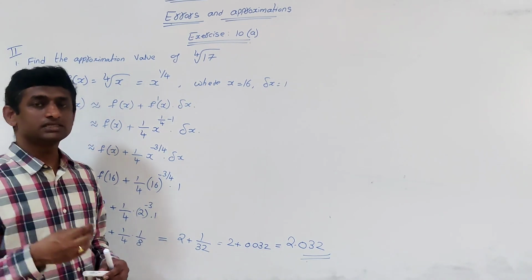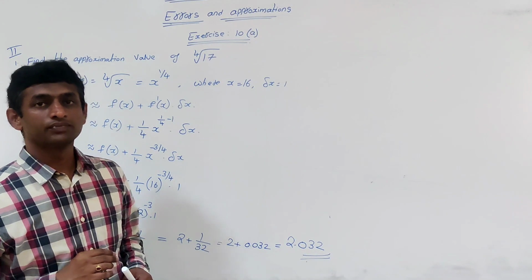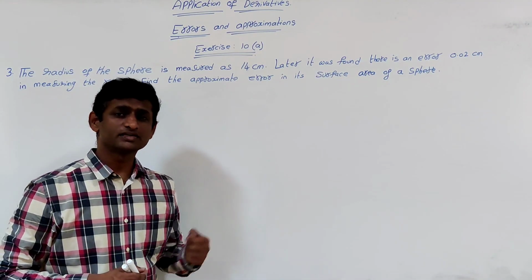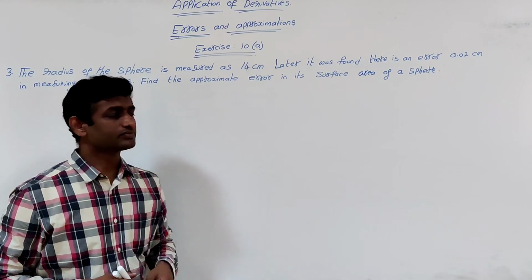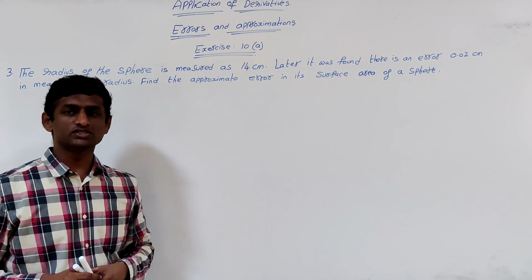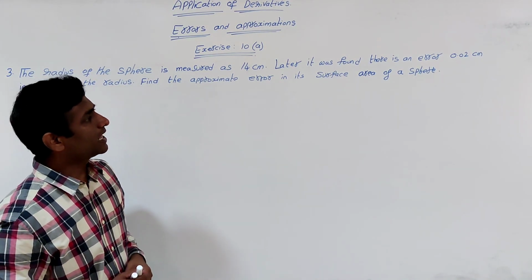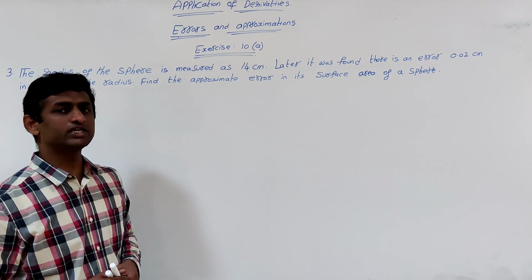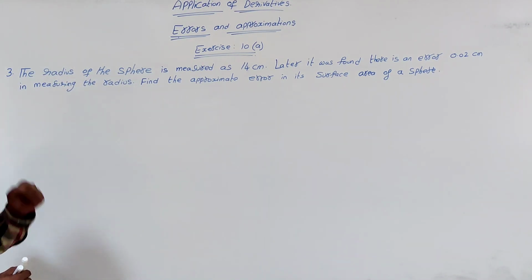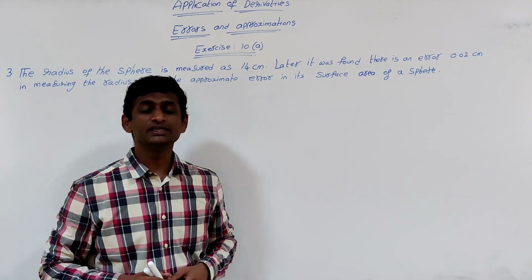Next, we'll see some interesting problems on circles, spheres and cube. Now we'll see the next problem on sphere. The radius of the sphere is measured as 14 centimeters. Later, it was found there was an error of 0.02 centimeters in measuring the radius. Find the approximate error in the surface area of the sphere.